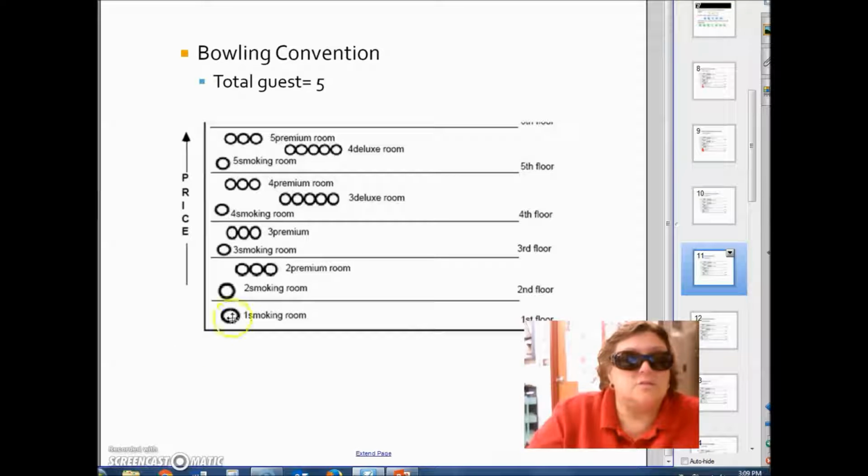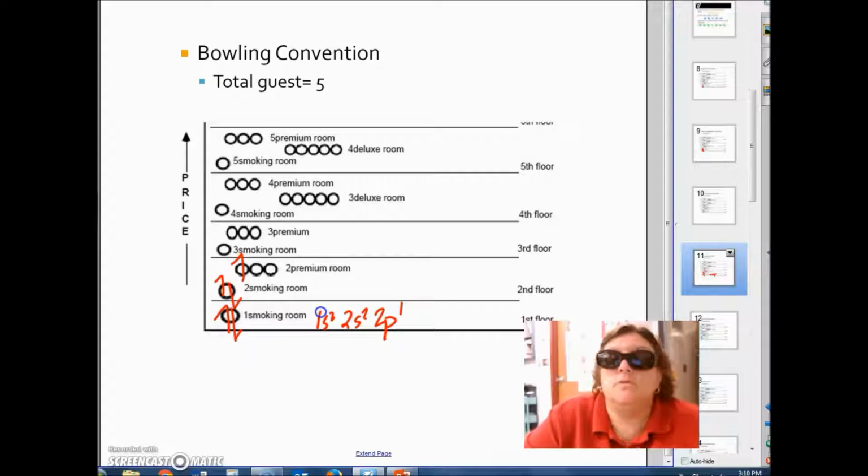Next, the bowling convention has 5 guests. Once again, you guessed it, we're starting at the bottom. 2 guys in the smoking room, 2 guys in the second floor smoking room. Now we have 1 guy left over. He gets to go to a premium room. Okay? He would be written 1S2, 2S2, 2P1. So we don't necessarily know which particular room, we just know that there's at least 1 guest in the premium rooms.